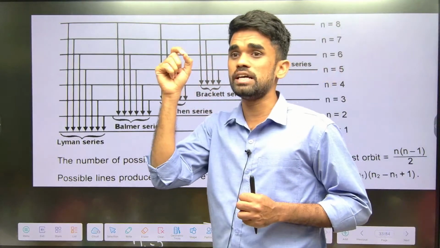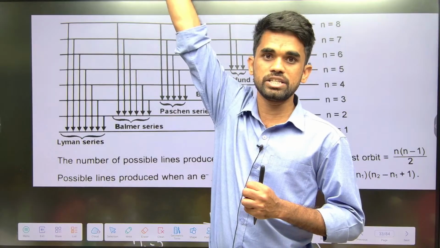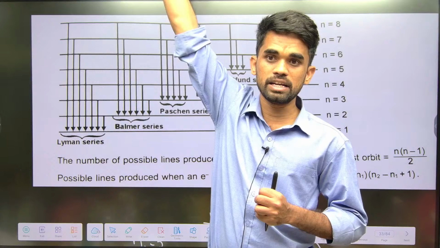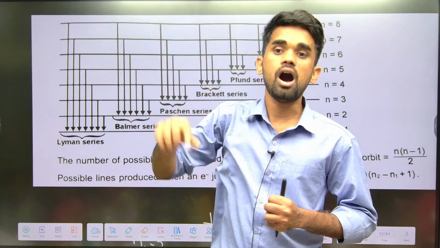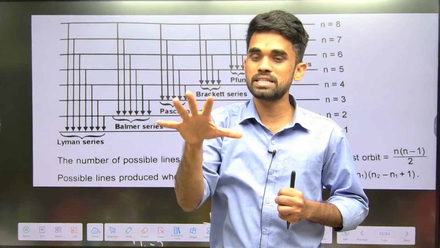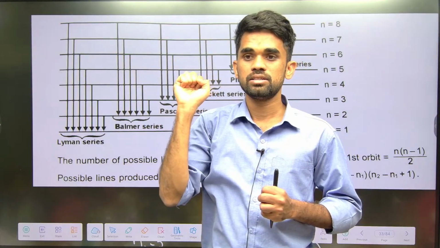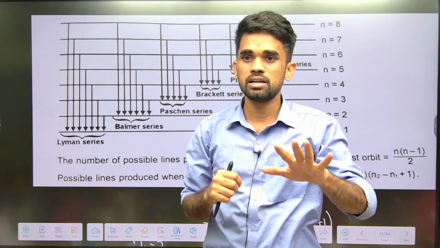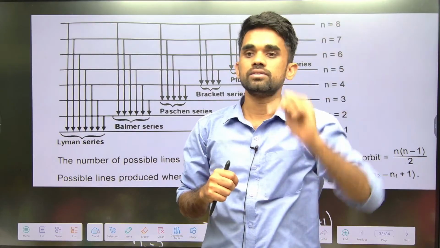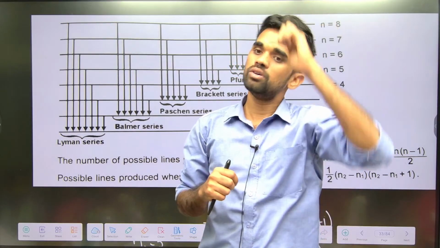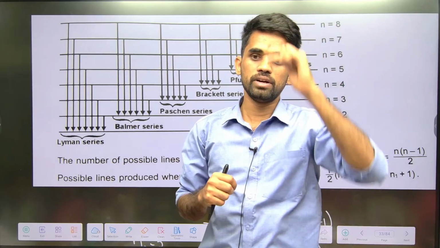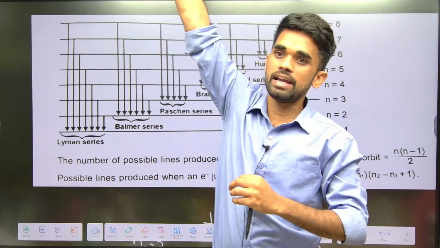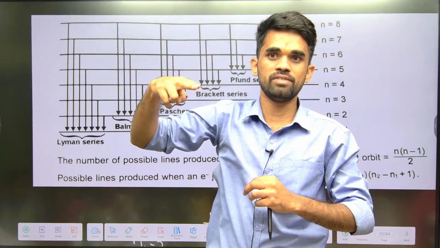If that electron is falling from any higher energy state to ground state, all those lines are called Lyman series lines. Lyman series: n equals 5 to 1, 4 to 1, 3 to 1, 2 to 1. From any higher energy state to the second energy level.